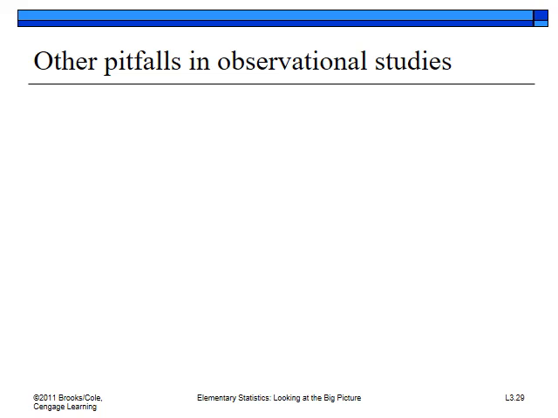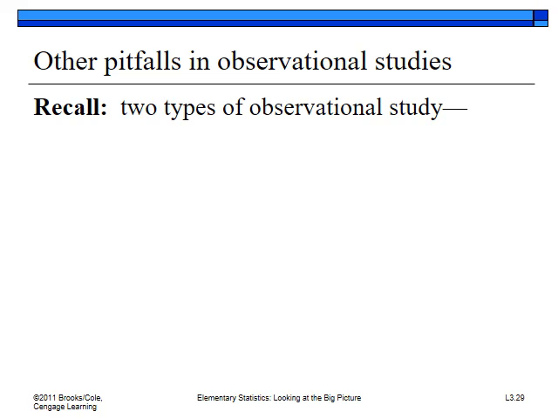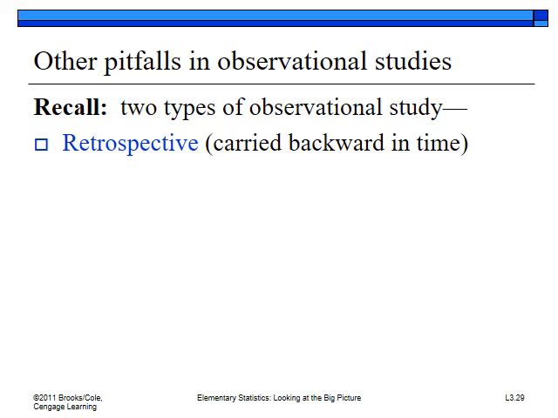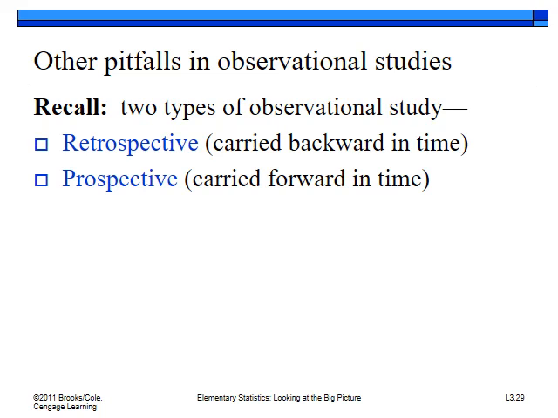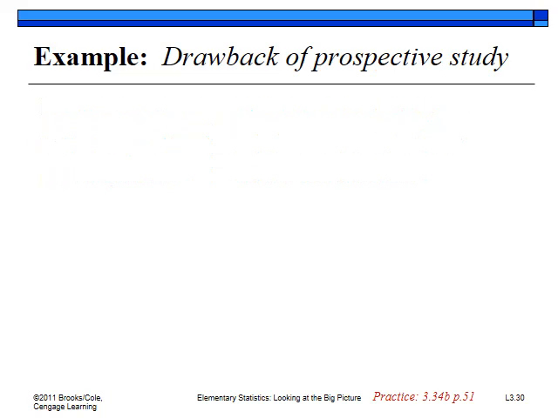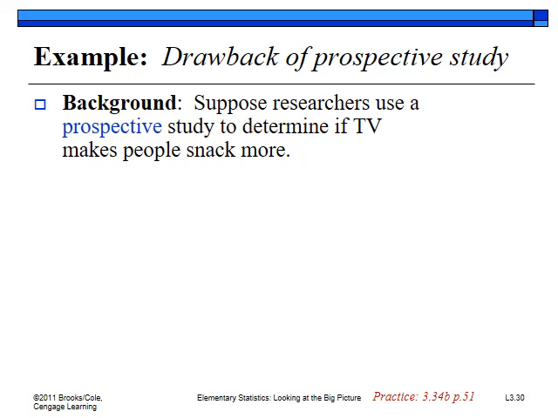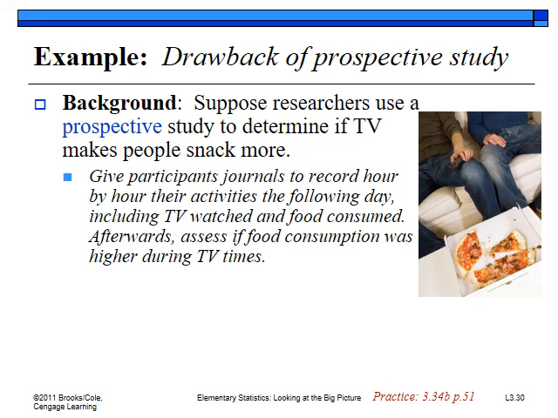Let's look at some other problems that we may run into with observational studies. Remember, there are two kinds of observational studies: retrospective, looking back in time, and prospective, looking forward in time. Let's start with prospective studies. Suppose that researchers are using a prospective study to determine if TV makes people snack more. So this is the situation we saw earlier, where participants are given journals and are asked to record in their journal when they're watching TV and when and how much they're eating.